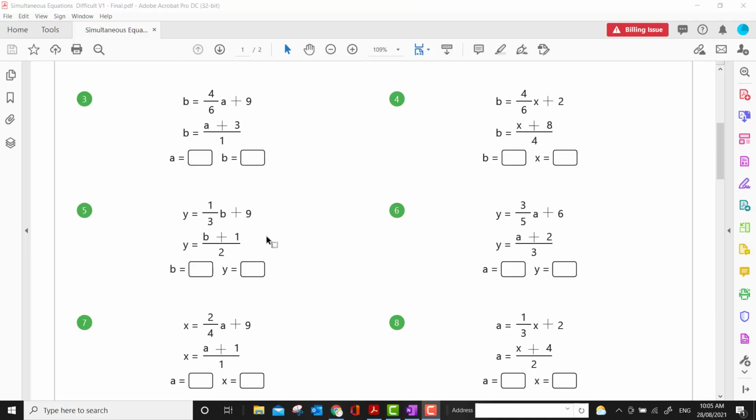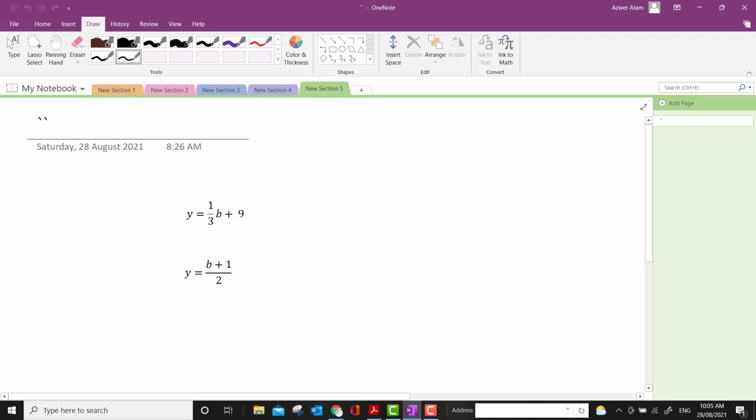So we're doing question number 5, and I have rewritten these equations just here. Notice that the subject of both the equations is just one variable, y, and there are two variables in each equation, y and b, and we have to find the value of y and b, both the variables. So we can use substitution. We can use this value from this equation to replace this y.